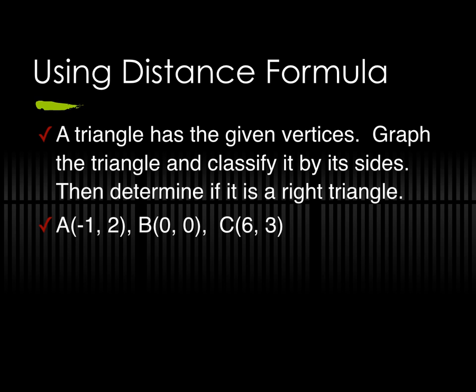How long's AB? Say again? 2.24. What's the exact answer? Square root of 5. Okay. How long's BC? Or AC, either one. I think AC is radical 50. 50? Yeah. And last but not least, BC was square root of 45. Is that a right triangle?